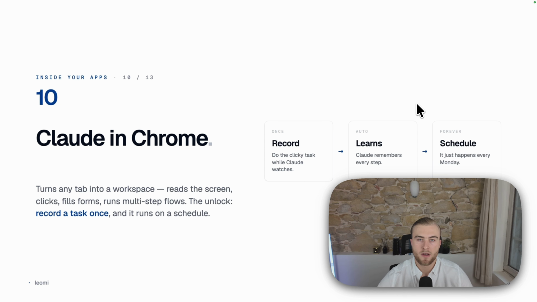Number 10. Claude in Chrome, a browser extension that turns any tab into a workspace. It reads what's on screen, clicks buttons, fills forms, runs multi-step workflows start to finish. The thing that sets it apart, you can record a workflow once, Claude learns the steps, and then you reschedule it. That clicky repetitive thing you do every Monday, teach it once and it just happens.